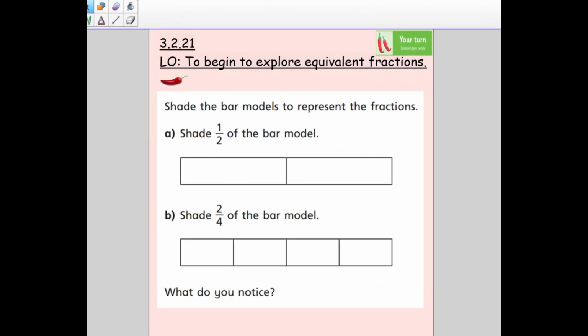Remember to only do one chili's worth of work depending on how you've got on with the lesson. You can do chili 1, chili 2 or chili 3. This question is suitable for chili 1. Shade the bar models to represent the fractions. So for A, shade half of the bar model, and for B, shade 2/4 of the bar model. What do you notice? If you haven't got the sheet, you can just write down how many of the bars you would actually shade in. Pause the video and have a go now.